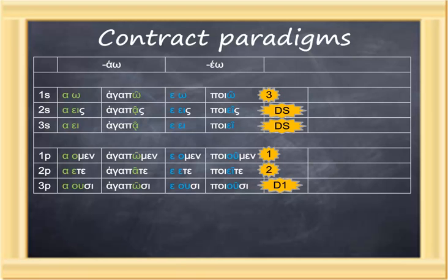Epsilon plus epsilon tau epsilon, the second person plural, that's rule number 2. Epsilon plus epsilon contracts to epsilon iota. And the third person plural is epsilon plus a diphthong that starts with a vowel different from it, so the contraction occurs to usi.